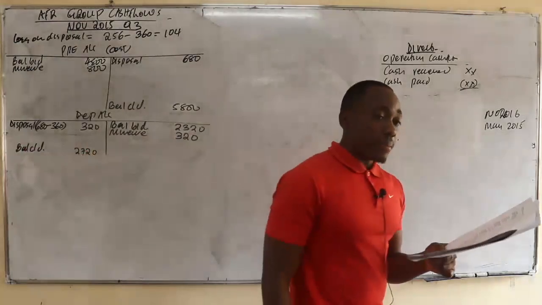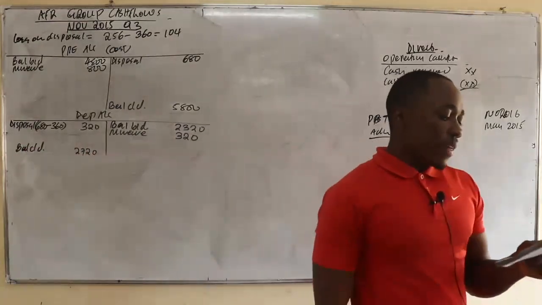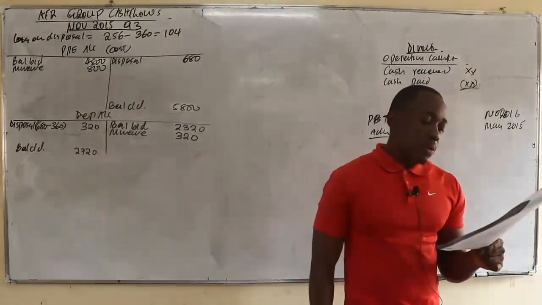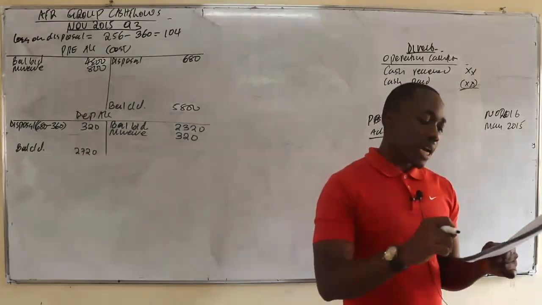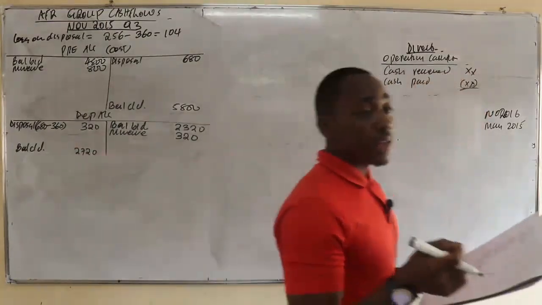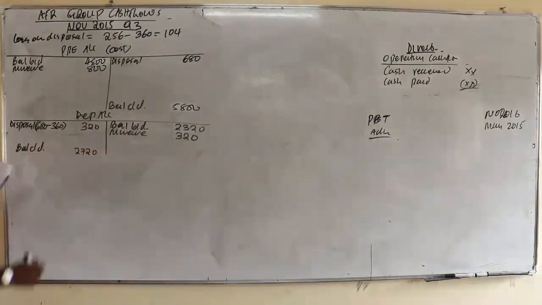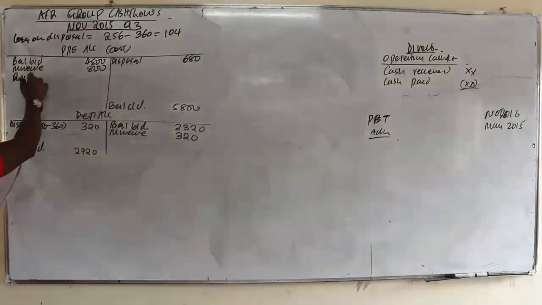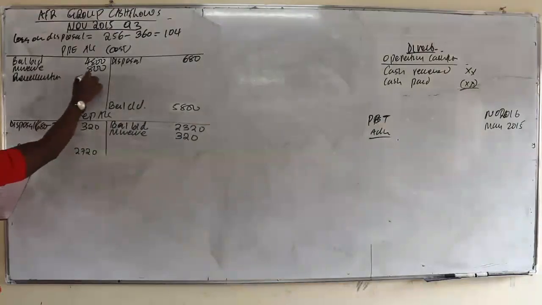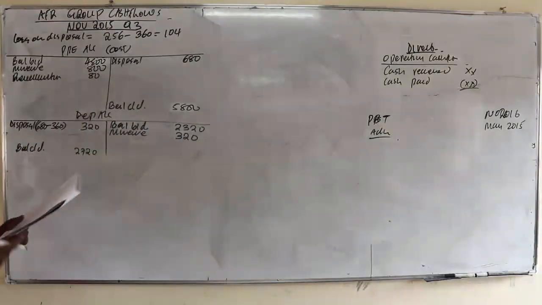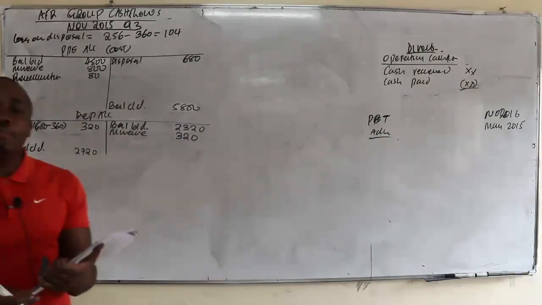Then you're told, still note number 3, during the year ended 1st October 2015, there was a revaluation gain of 80 million attributable to the holding company PPE. Revaluation increases the value of the asset. Therefore, to the PPE account, you show what? Revaluation. An amount of 80. Good.